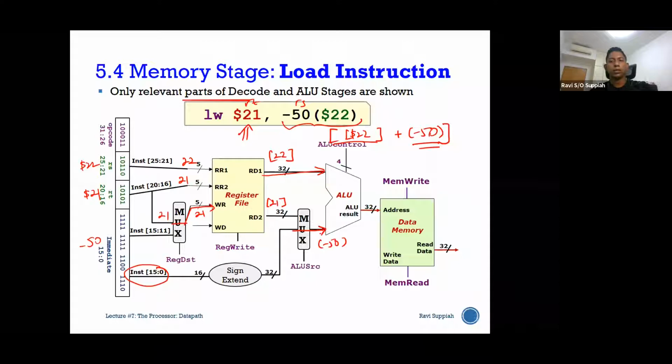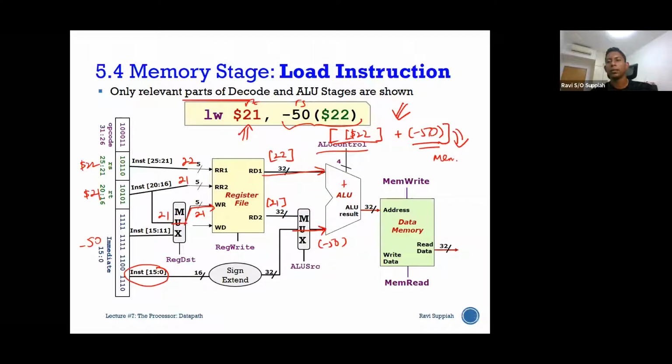Okay, so now you can see that this is basically what we discussed earlier, until the decode stage. Then what else is going to happen? Since I am doing a load word operation, I know that the objective of the ALU would be to perform an addition. So my ALU control bits over here will tell the ALU that I need to do an addition operation. So when I do an addition operation between these two sets of data, this result is referring to what?